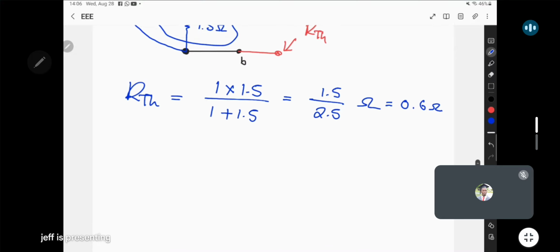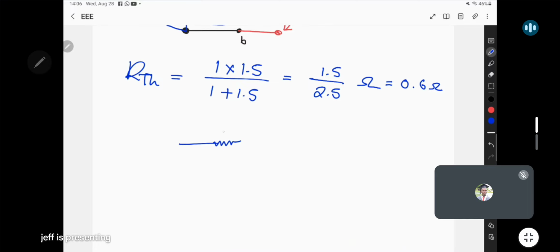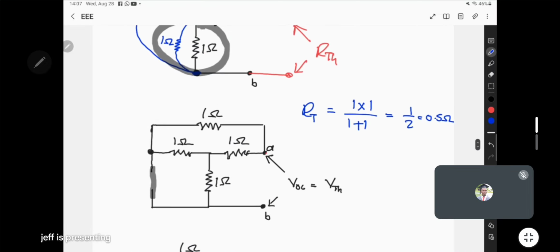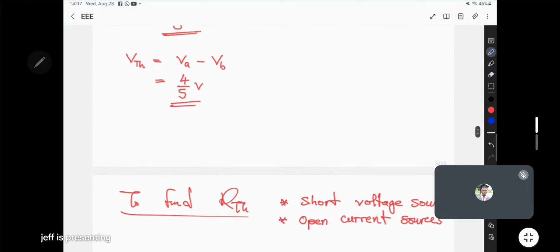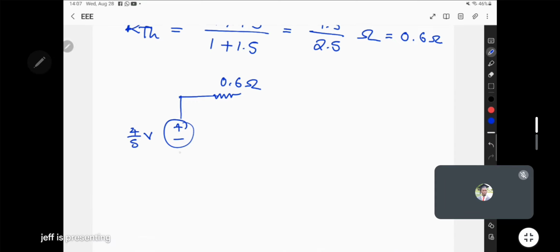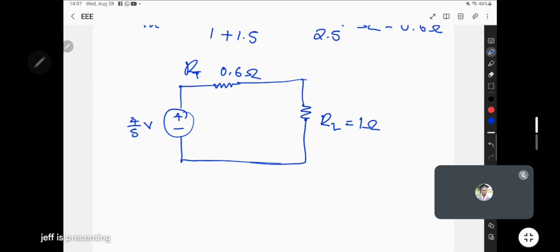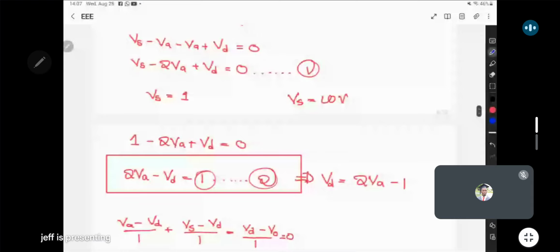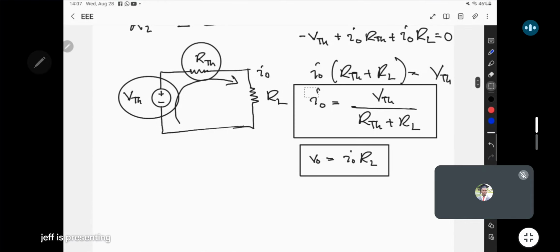So now we have R Thevenin, and earlier we found V Thevenin. So our R Thevenin 0.6 ohms, our V Thevenin somewhere here. We got, what was our V Thevenin? V Thevenin was 4 over 5. And then our load comes here. So with these figured out, we can now easily get the current coming through this, which is I0. And then we can also get the voltage across this, which is V0. We already did the formulas for this, so we can just use them so we don't have to go through those again. So these are the formulas we're going to use for I0 and V0.